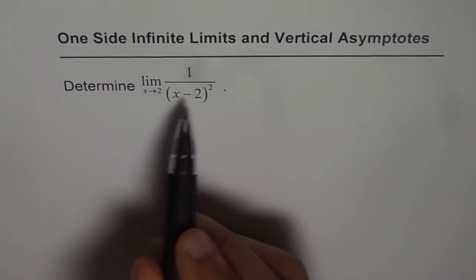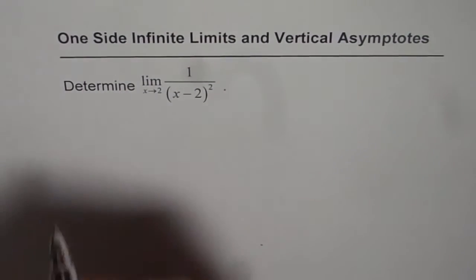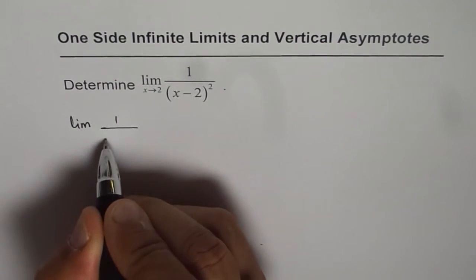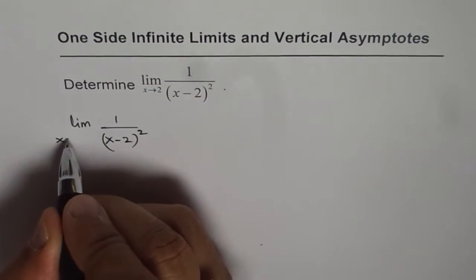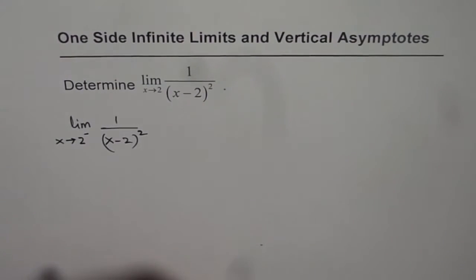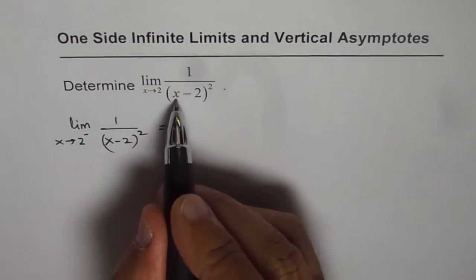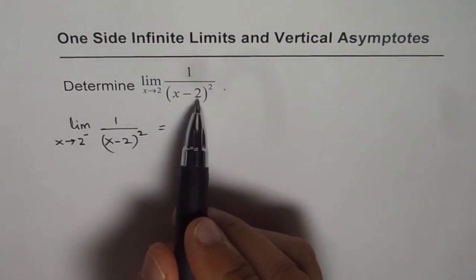Now, to find this limit, it's good to find the limit from the left side and from the right side. So we can find the limit of the function 1 over (x minus 2) whole squared as x approaches 2 from the left side, so minus there, right? That means we can substitute a value of x which is not equal to 2 but very close to 2.